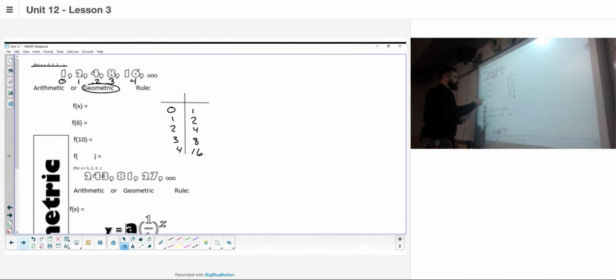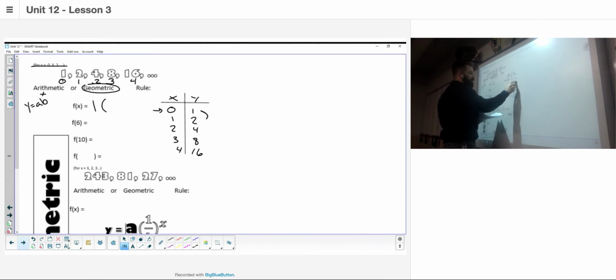So we want to put first, remember, it's y equals a b to the x power. A is our term 0. Our term 0 is 1. So it's going to be 1 times, what is our b? Our b is our rule. We need to figure out what our rule is. What are we multiplying by to get from 1 to 2, 2 to 4, 4 to 8, 8 to 16?